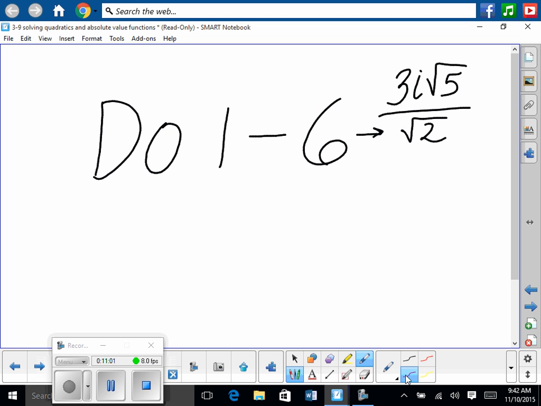So I'm going to multiply the bottom by that exact thing, the square root of 2. If I do that to the bottom, I must do that to the top. We're just multiplying by a fancy 1 right there. So we're not changing anything. So on top, we have 3i. Since these are both under a radical, we can multiply them together. Square root of 10, and then over.